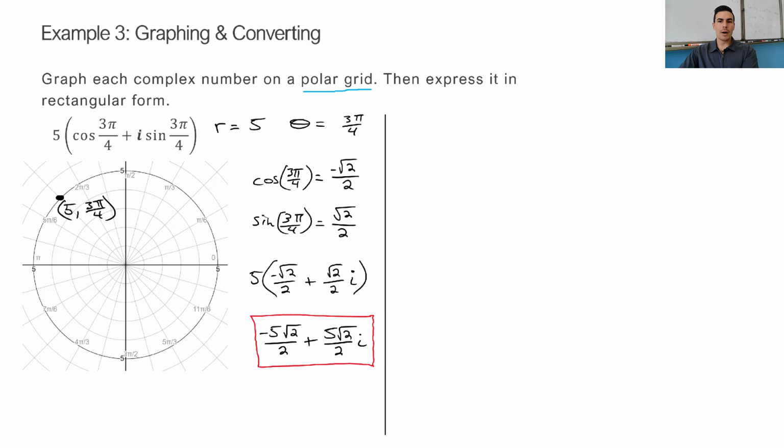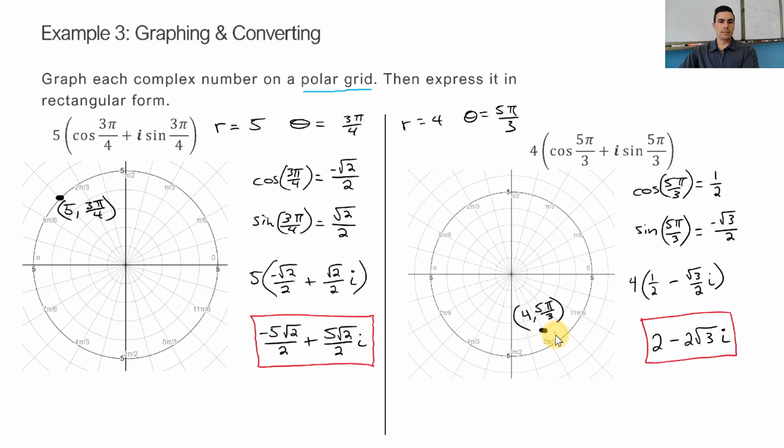Okay, you guys go ahead now, pause the video and do the same thing here, graph this and then convert it to rectangular form. All right, hopefully your graph looks something like this and your rectangular form looks like 2 minus 2√3i.